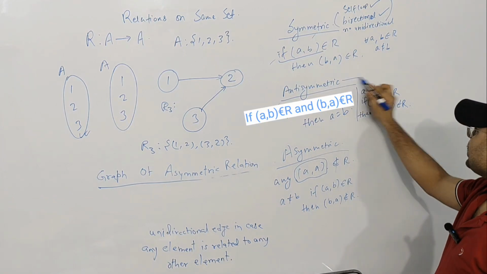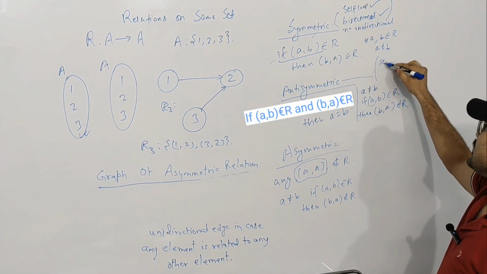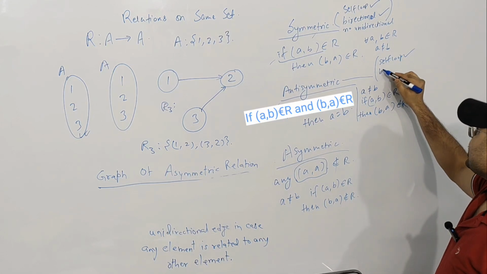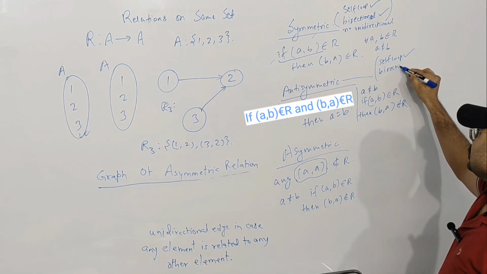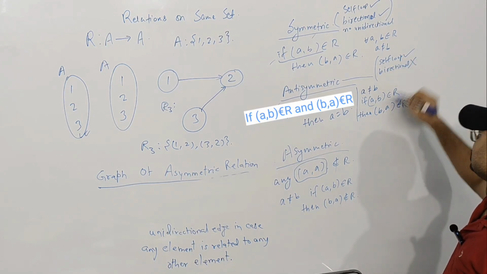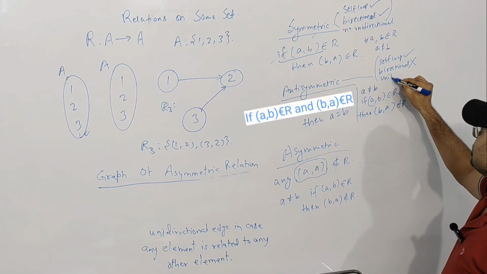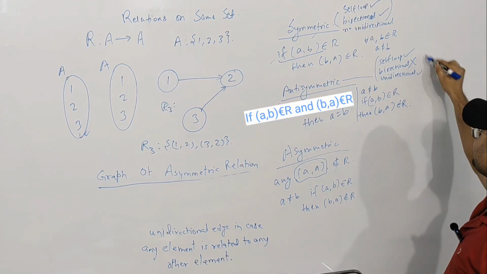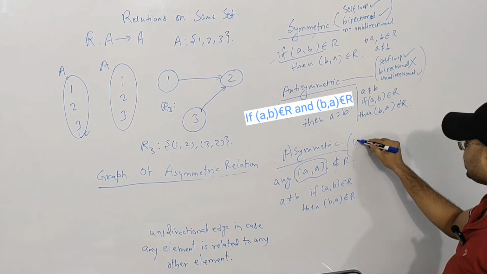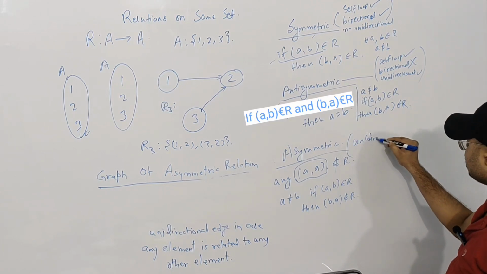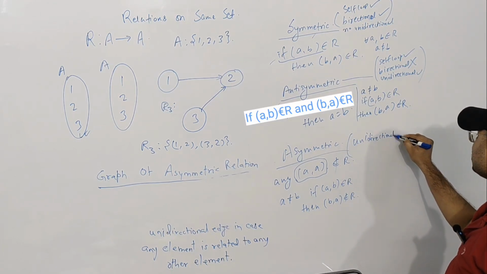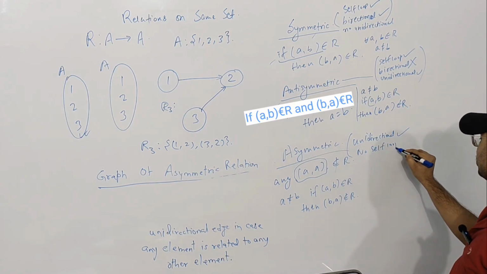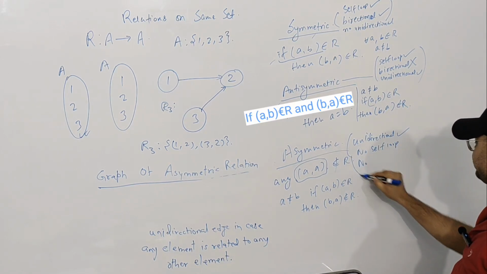What about anti-symmetric? Can there be a self loop? Self loop is allowed. Yes. No bidirectional. And unidirectional is okay. What about asymmetric? Only unidirectional. No self loops. No bidirectional.